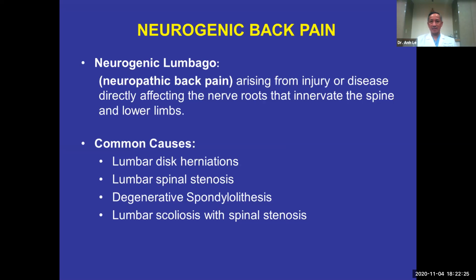So the next entity of low back pain is completely different from the first entity. It is known as neurogenic back pain or neurogenic lumbago. It actually arises from injury or diseases that directly affect the nerve roots that innervate the spine or the lower extremities. The common causes of neurogenic back pain are lumbar disc herniations, lumbar spinal stenosis, degenerative lumbar spondylolisthesis, and lumbar scoliosis that is associated with spinal stenosis.